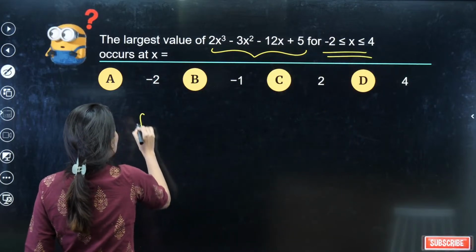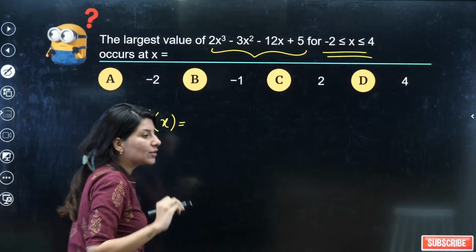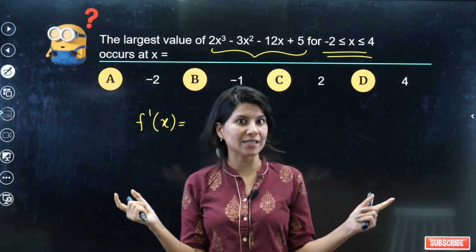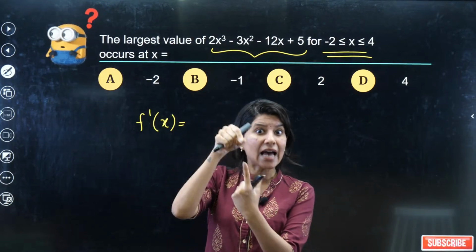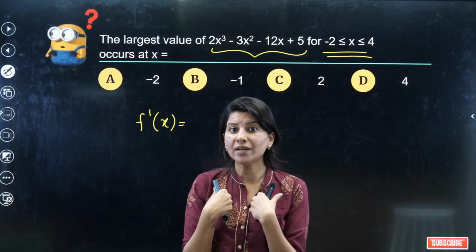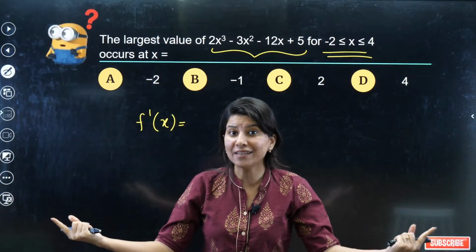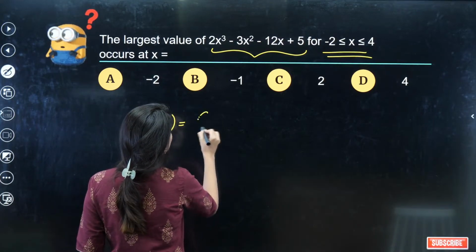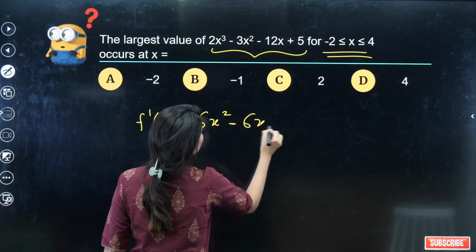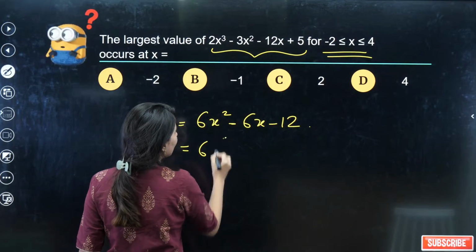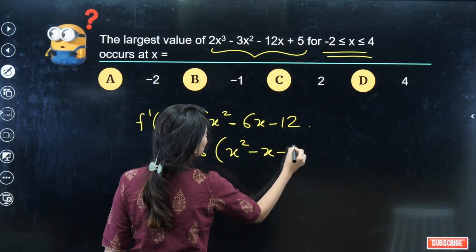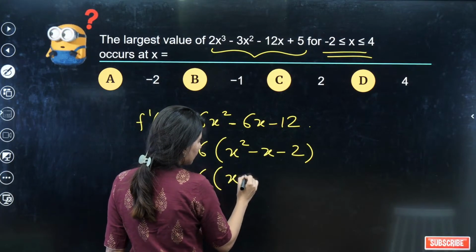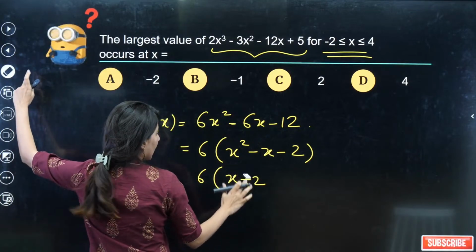So first of all, you all know that f dash x we need to calculate, because all the local maximum and local minimum values will be the contender for global maximum. You know that. Local maximum can become global maximum. If I am a state topper, I can be the international topper as well. Right? Okay. So f dash x we need to calculate. 6x square minus 6x minus 12. So this will be 6 if I take common, x square minus x minus 2. So 6 times x minus 2 and x plus 1.